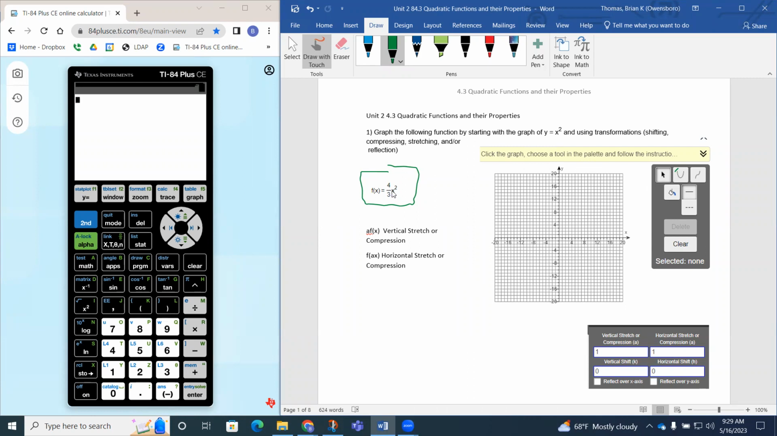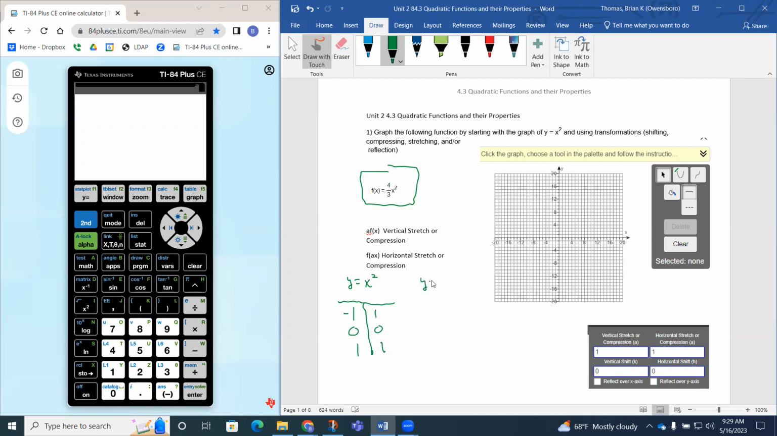Since we have this 4/3 x squared, notice how this 4/3 is on the outside of the function. So if it's on the outside of the function, it affects the graph vertically. This is called a vertical stretch or compression. So if the first function is y equals x squared, remember the easiest points to graph are -1, 0, and 1. And -1 squared would be 1, 0 would be 0, and 1 would be 1, because 1 squared is 1.